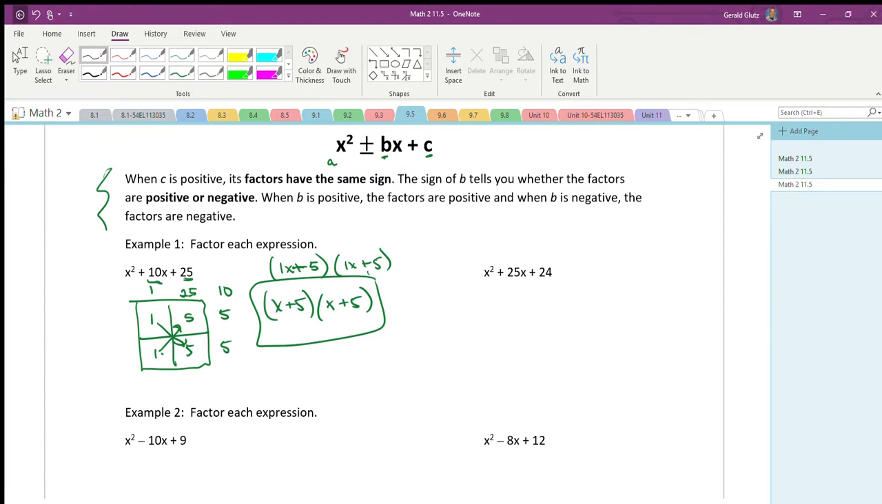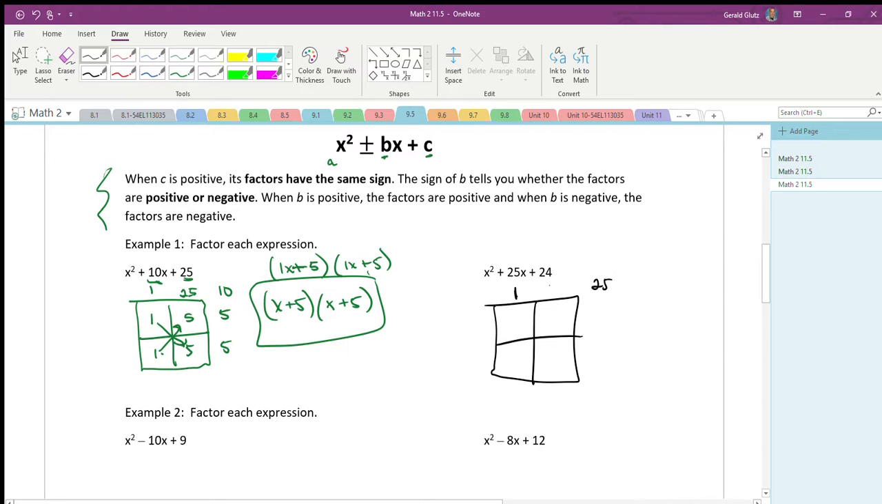So next one, again, I'm going to use the little box method here. So A is 1, so that's going to go up here. B is 25. C is 24. So two numbers that multiply together to equal this number, 1 times 1 is the only thing that you can put there. So we need two numbers that multiply to equal 24.